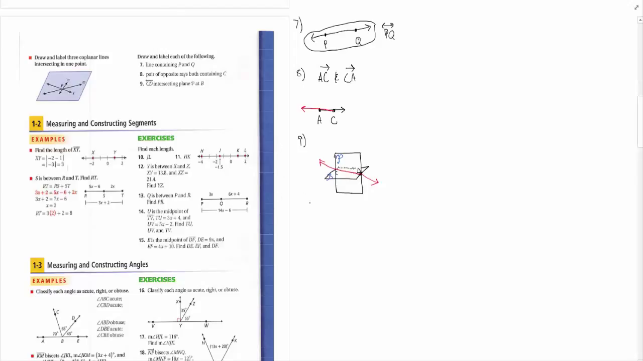All right. Number 10. We are now in section 1.2. This one says find each length. So we're looking for JL. Oh, I should probably number that. So number 10. We're going to look for JL.